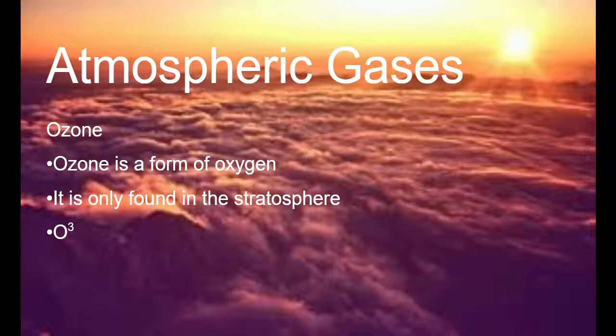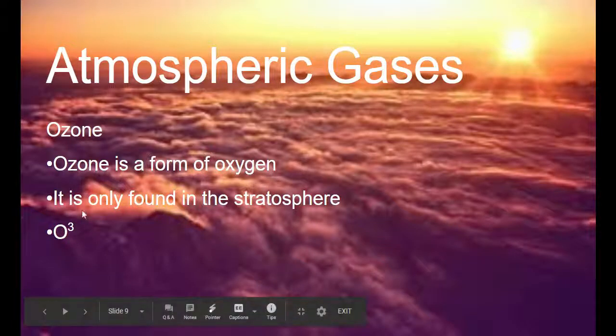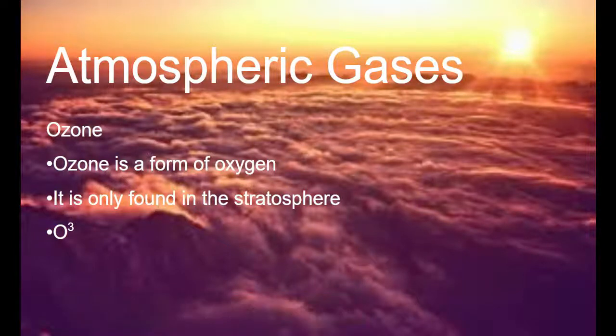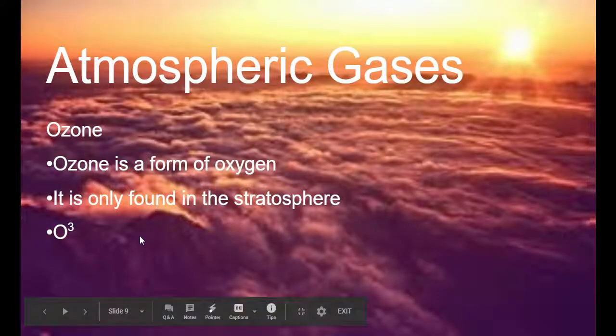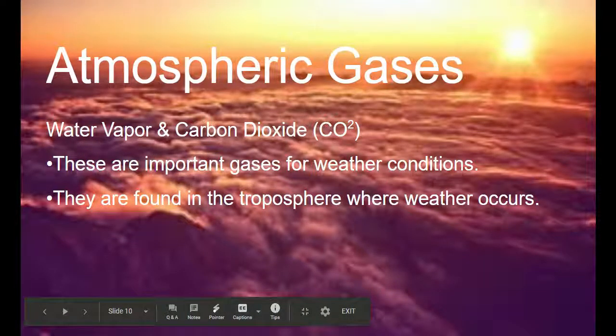The ozone is a form of oxygen and is only found in the stratosphere. O3, and we'll talk about this more when you come to class, but O3 is oxygen single bonded with another single bond of oxygen. And it's really odd because it only happens in the atmosphere. It's really interesting how ozone works.